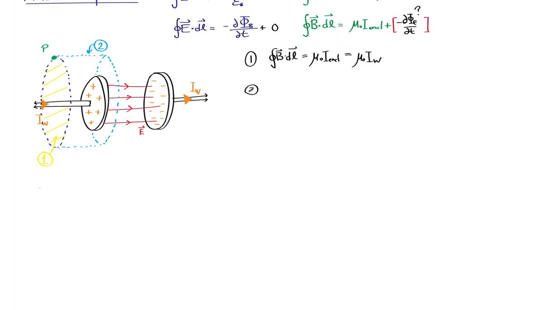Okay, well, let's look at surface 2. So B dot dl, it's going to be the exact same loop that we would calculate for number 1. It's still this guy here.